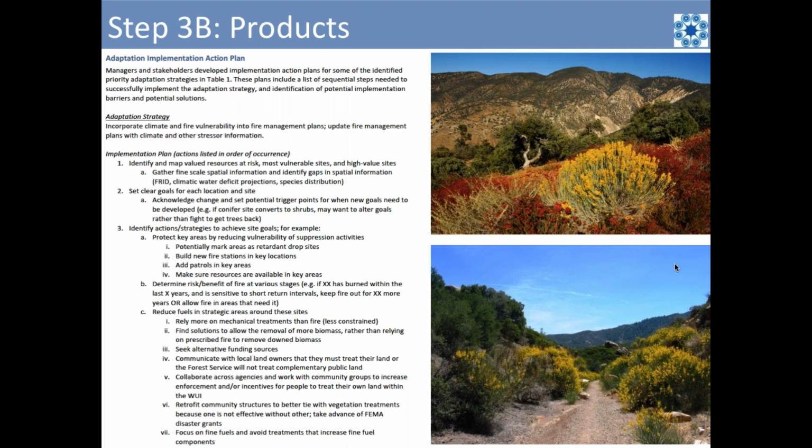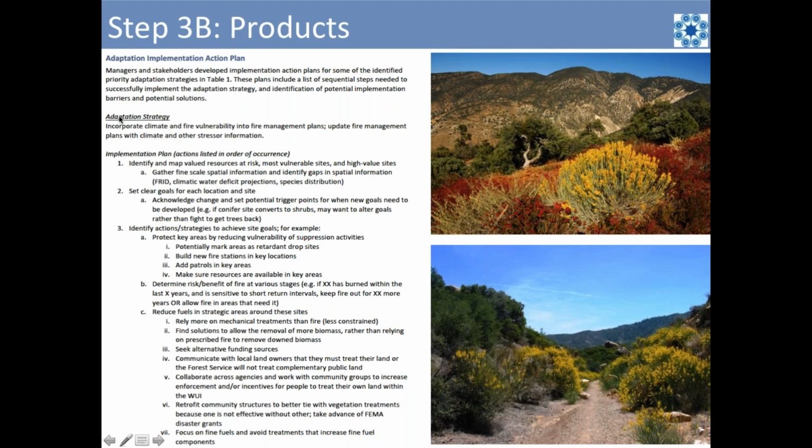Participants went through and thought about how current fire and fuels management activities may be vulnerable to climate change based on the information in the vulnerability assessment, and then developed specific adaptation strategies. And you can see here is one of the example strategies: incorporating climate and fire vulnerability into fire management plans, and then updating fire management plans with climate and other stressor information. So that was one of the adaptation strategies that they identified for fire and fuels management.